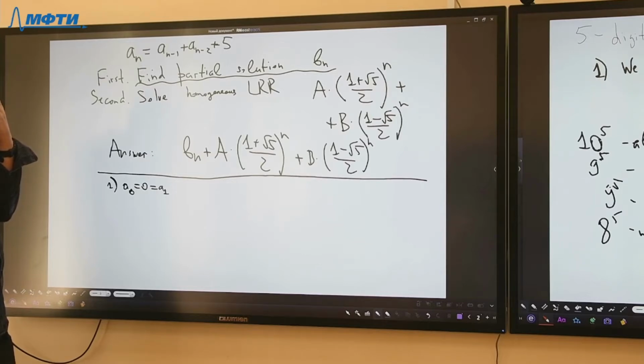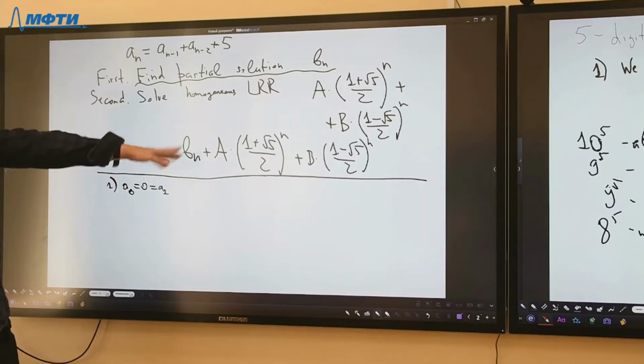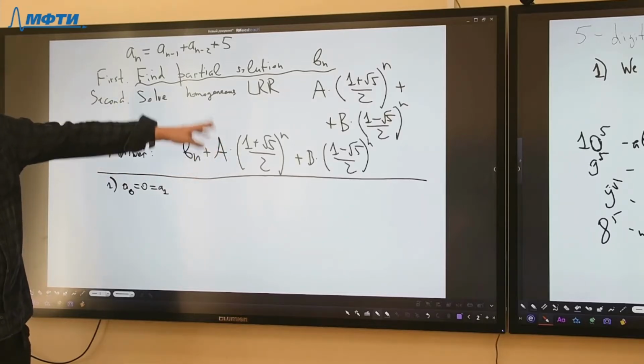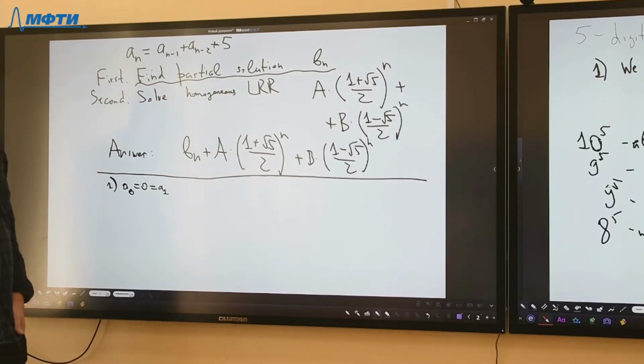Yeah, suppose that we need to just take a0, a1, 0 and try to find a formula for the bn, and then find a and b just using the initial terms of this sequence. Okay?